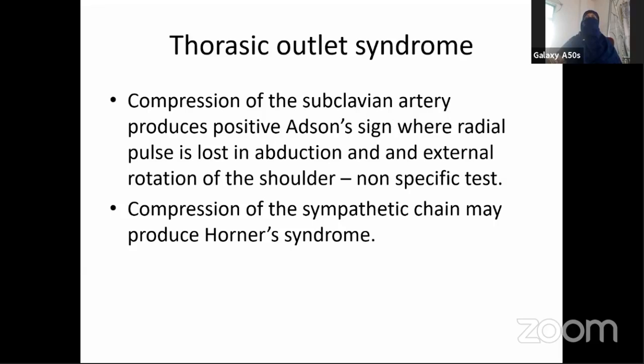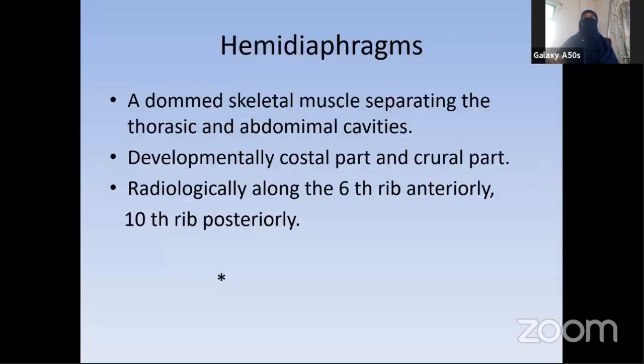Whenever there is compression of the subclavian artery, it produces a positive Adson's sign, where the radial pulse is lost in abduction and external rotation of the shoulder. But this is a non-specific test, but is found in cervical rib producing thoracic outlet syndrome. The compression of the sympathetic chain may produce Horner syndrome also.